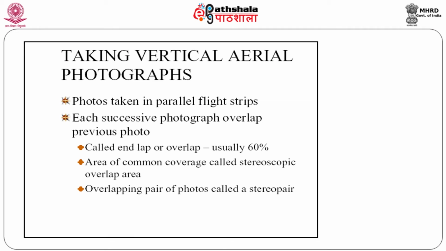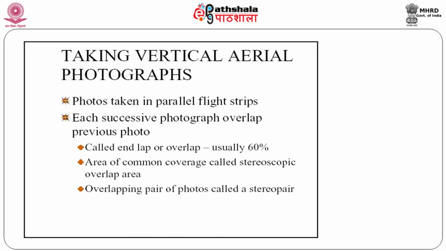They are taken in, say, parallel flight strips; I will show you the photograph, and also the next image, where you will get a better idea. With the parallel flight strips, as I told you, successive photographs will have an overlap. With respect to the previous one, invariably that overlap will be, say, 60% of the area. We will also have a kind of end lap. That end lap may be 15-20% and the overlap may be 60%.